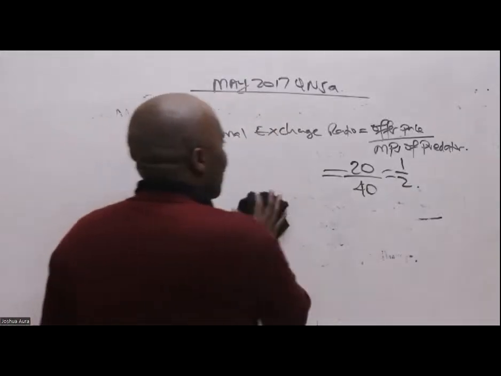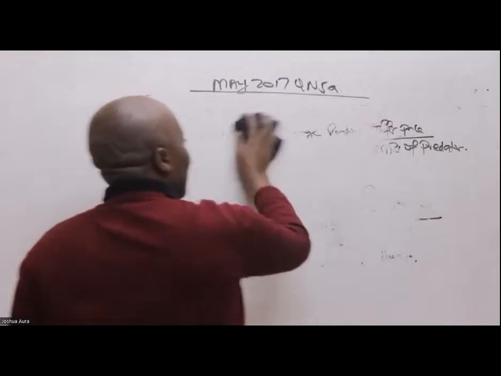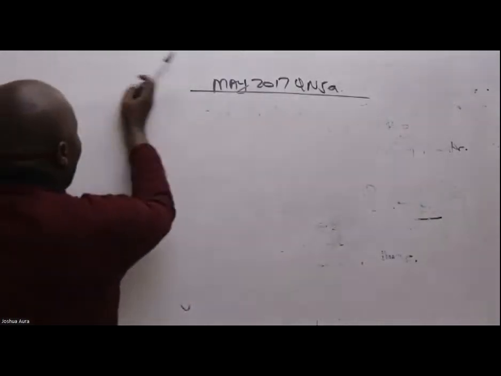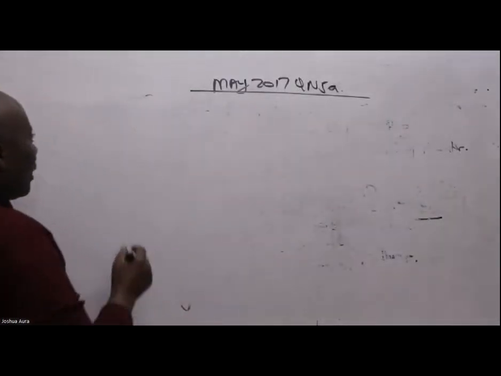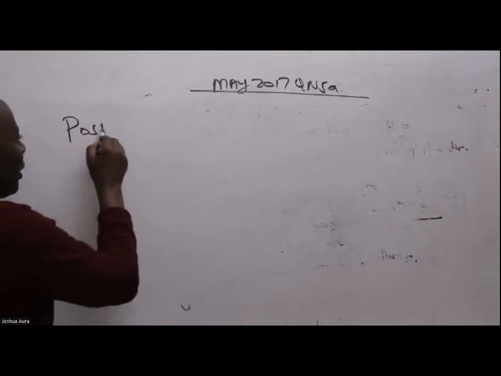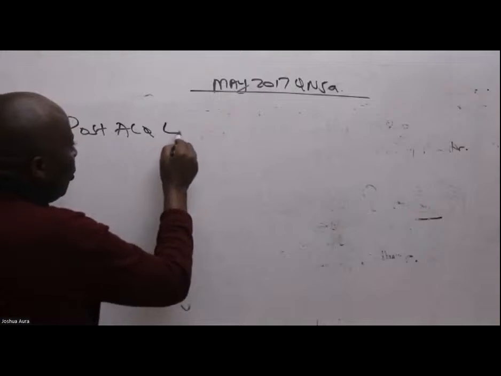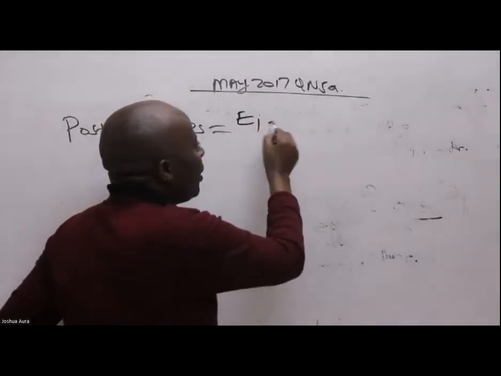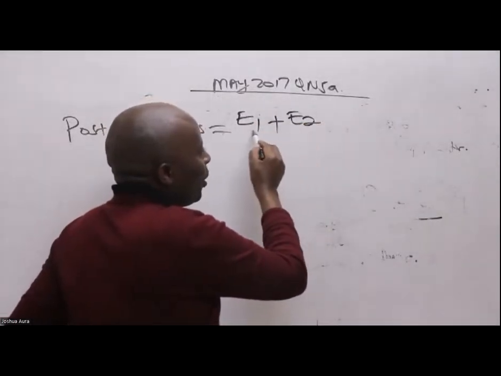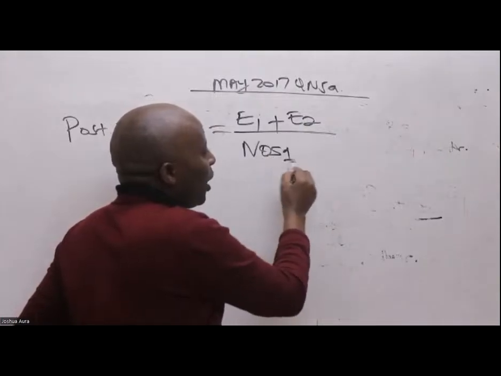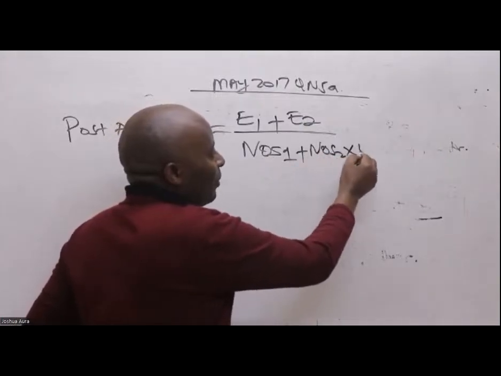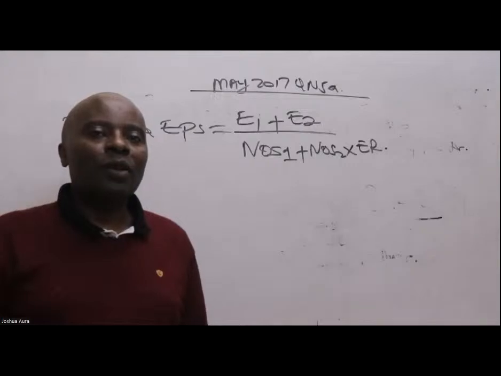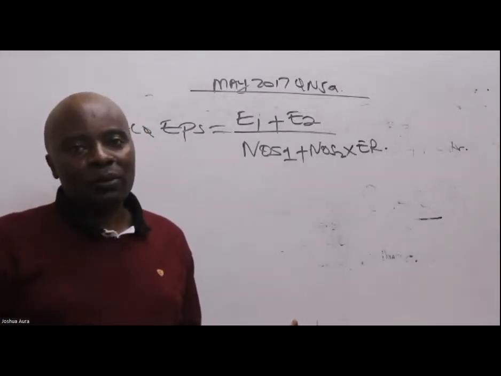Remember, our business, ladies and gentlemen, is to ascertain the post-acquisition earnings, post-marriage. You take earnings of company 1 plus earnings of company 2, all over number of shares of company 1 plus number of shares of company 2 times the exchange ratio. Ladies and gentlemen, please listen to me very well. This is a very important formula.